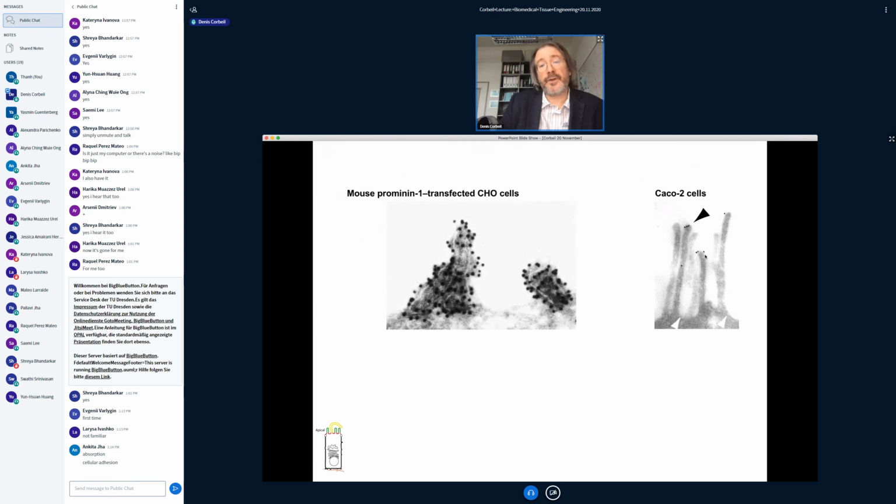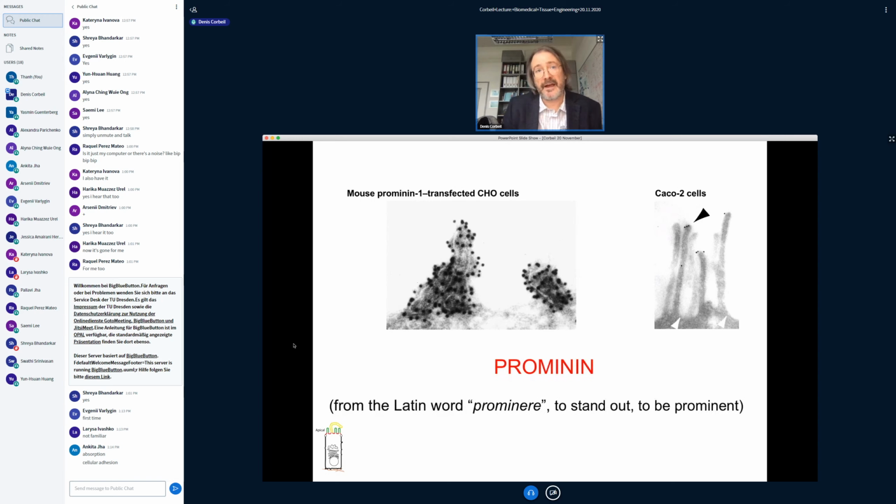And more strikingly, when we transfected fibroblasts, even with overexpression, as you can see here, this molecule really loves plasma membrane protrusions. Here you have a very small microvillus-like structure, and you can see here the very strong labeling and absolutely nothing on the flat area. Now, this molecule really, really likes to go in plasma membrane protrusions. Because of that, we call this molecule prominin, from the Latin word prominere, to stand out, to be prominent. And it became prominin 1 because then we found another molecule, which we called prominin 2 afterwards.